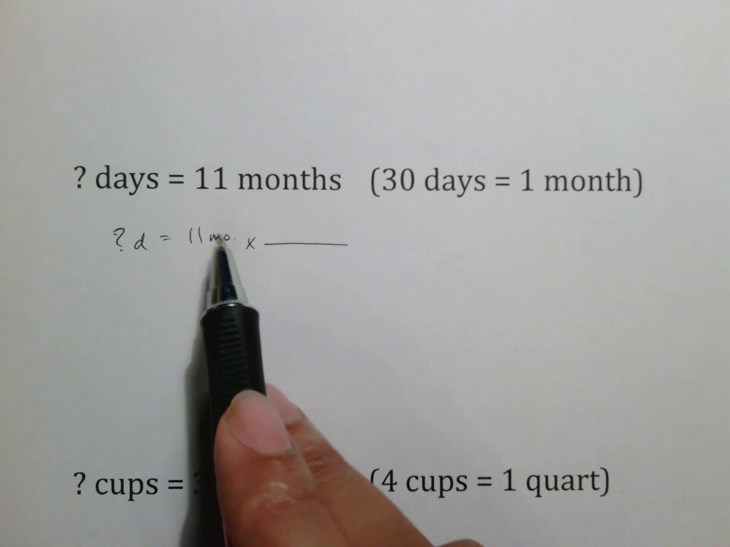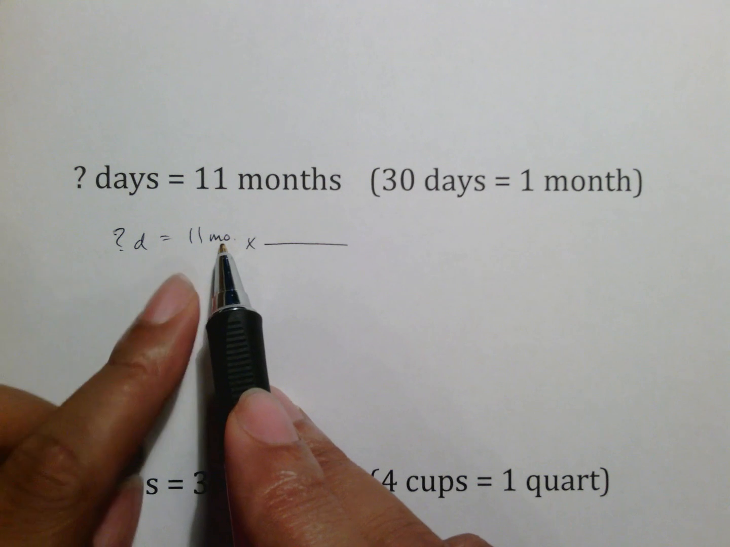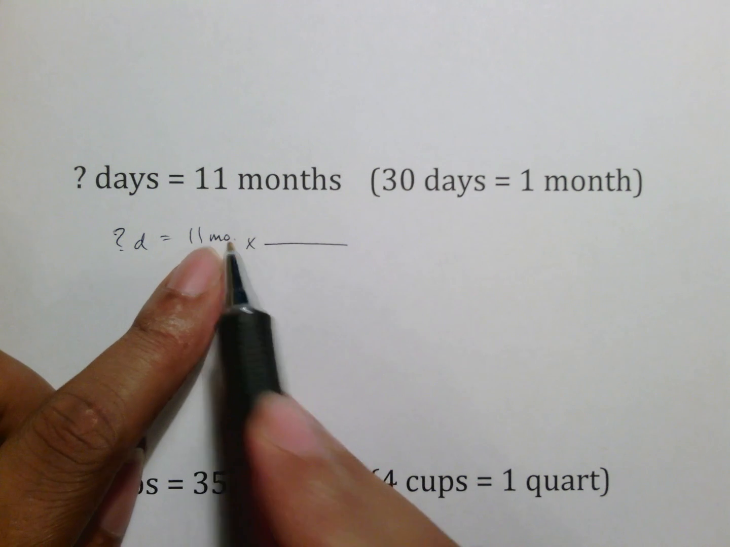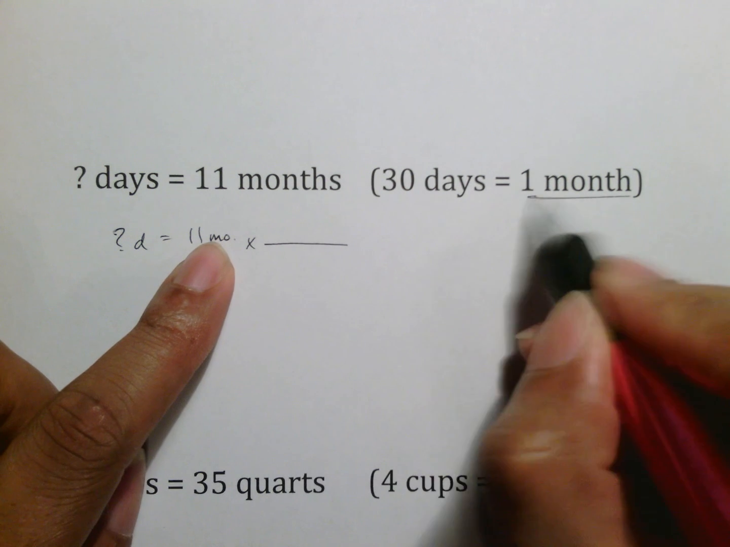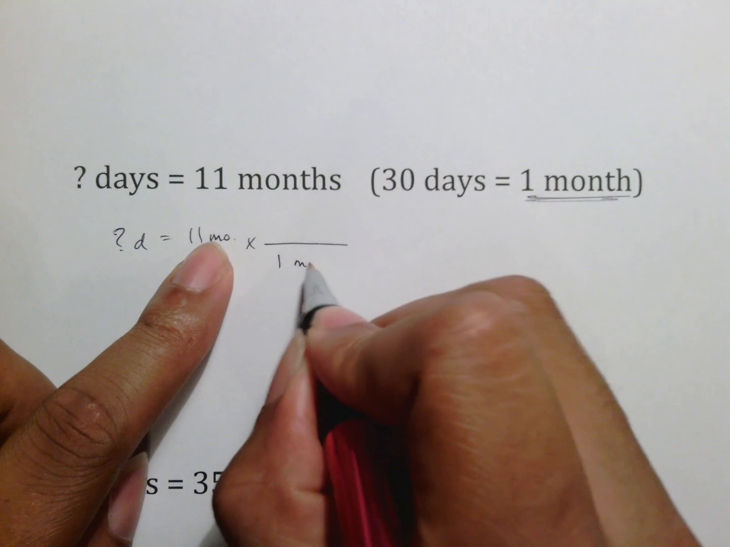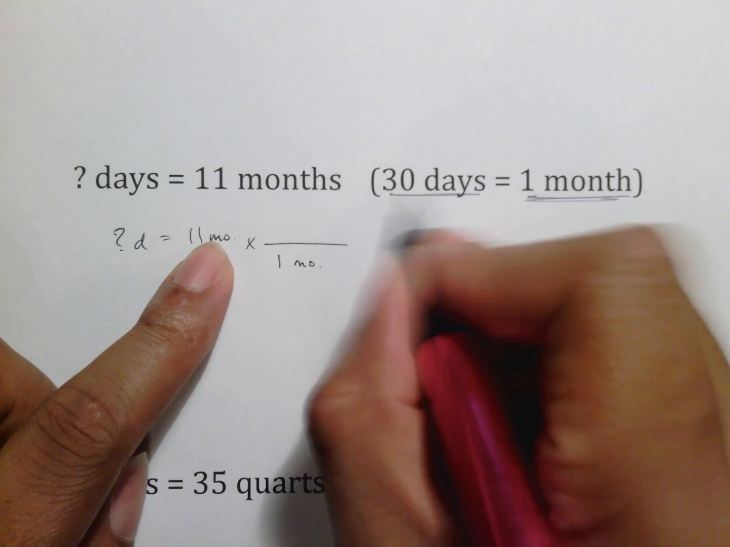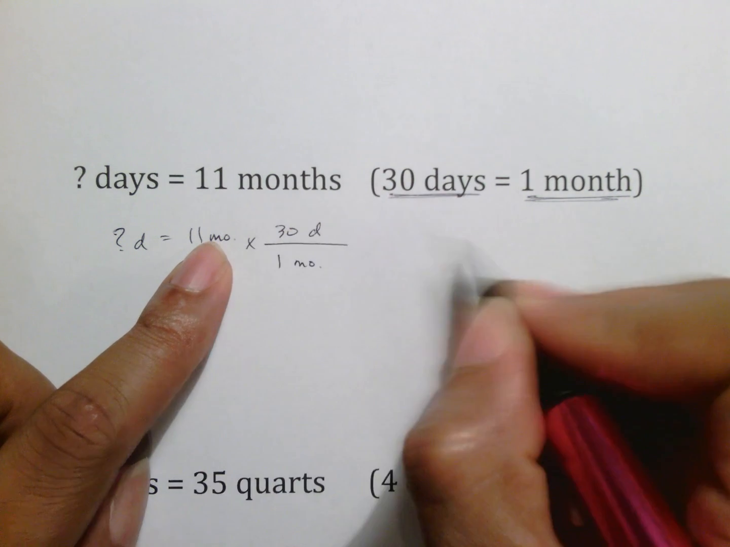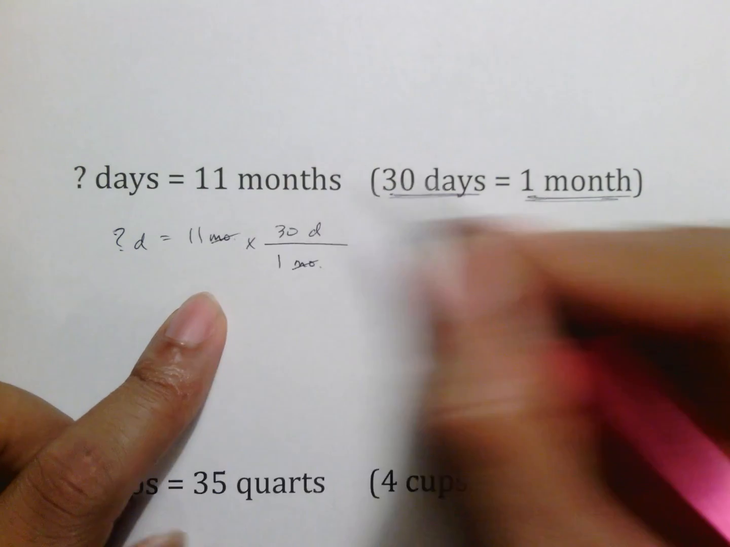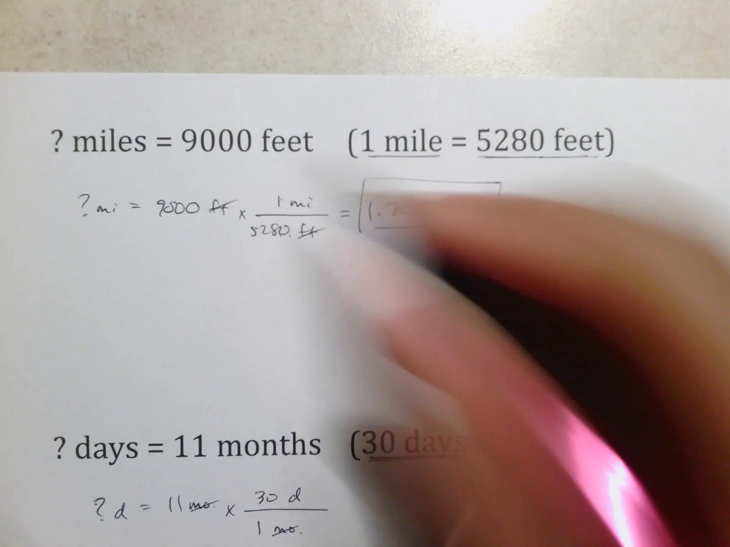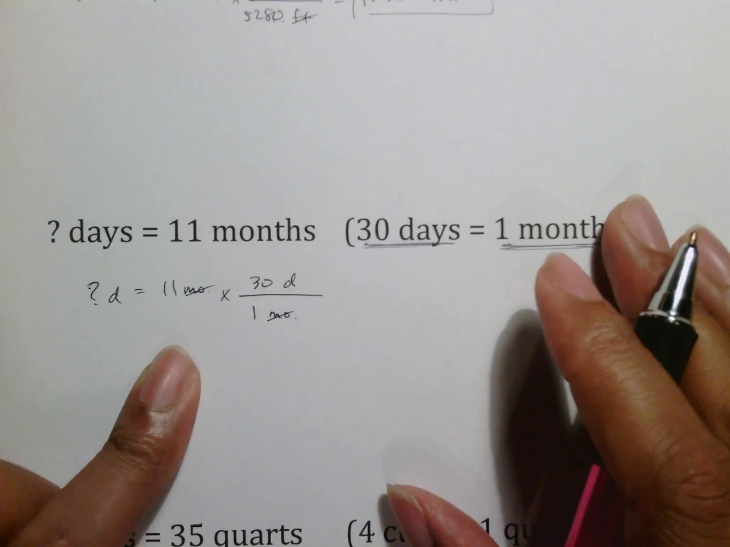We now understand we want to get rid of months, again, because that's what's here. If we want to get rid of months, we have to put months on the bottom, which means that's what goes on the bottom, which means that this is what goes on the top. Again, your months cancel out, kind of like your feet cancel out up here, because you have one on the bottom, one on the top.